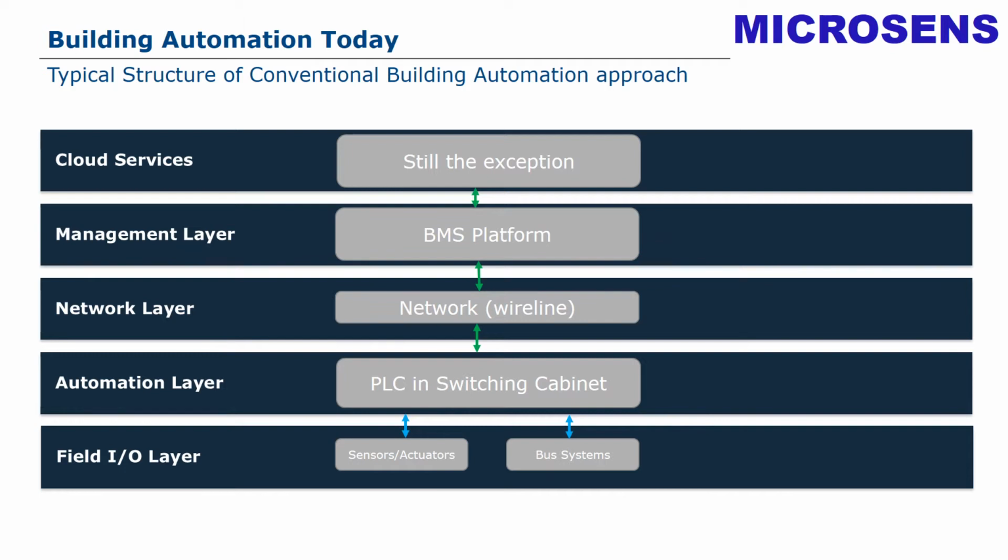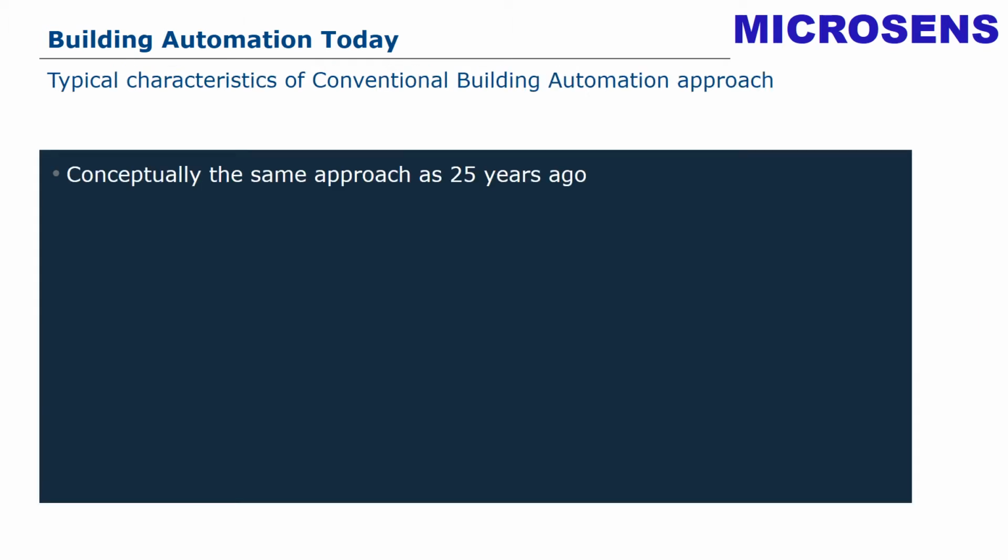So, what are the typical characteristics? First, we have conceptually the same approach as 25 years ago. What does it mean? Twenty-five years ago was the first change in the area of automation, because we started the change from analog technology to the first programmable units. That was the era of the DDC controller.